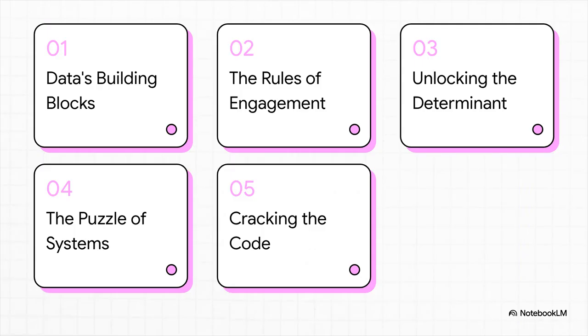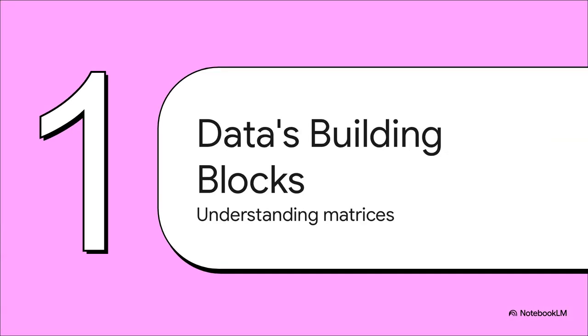Okay, so here's our game plan. First, we're going to start with the absolute basics. What even is a matrix? The fundamental building blocks. Then we'll get into the rules of engagement, basically how these grids of numbers play with each other. After that, we're going to uncover this special secret number that's hidden inside every square matrix. It's called the determinant, and it's kind of like a key. And then finally, we'll use that key to solve a classic math puzzle, a system of linear equations. All right, let's jump right in.